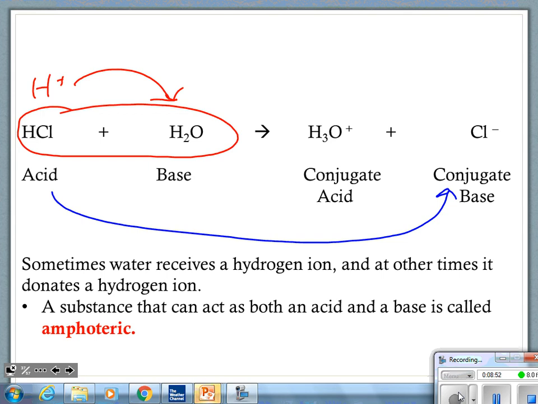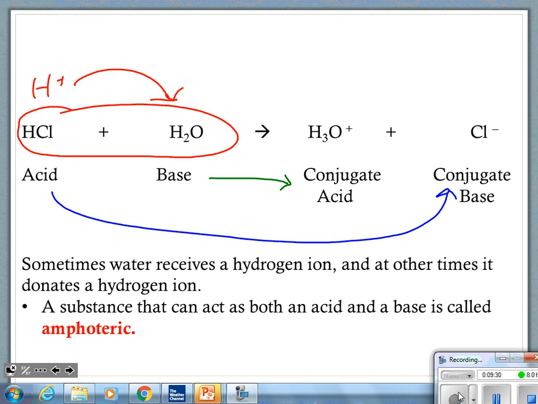And the substance formed when the base accepts the hydrogen acid, or excuse me, the hydrogen ion, is the conjugate acid. So if you look, hang on with me here a second. On the previous slide, water was an acid, wasn't it? Because it donated the hydrogen ion. In this particular one, water is a base.